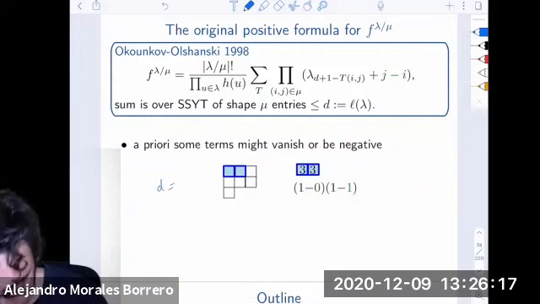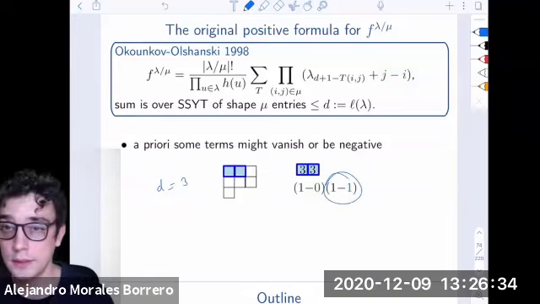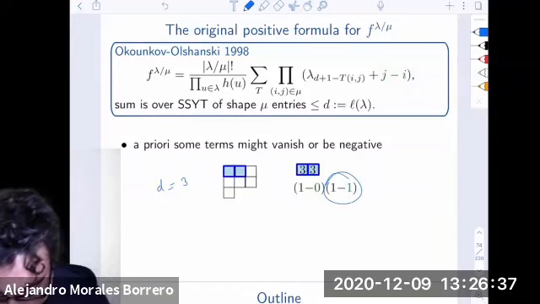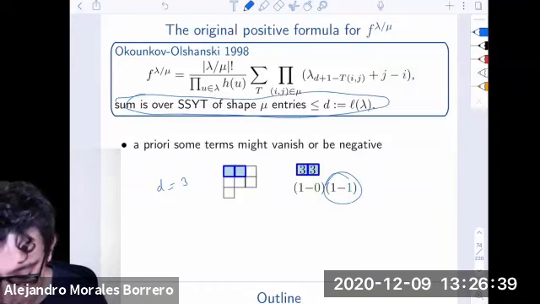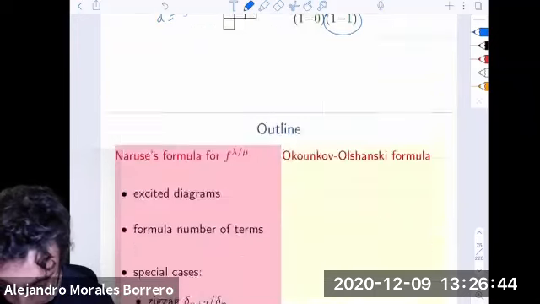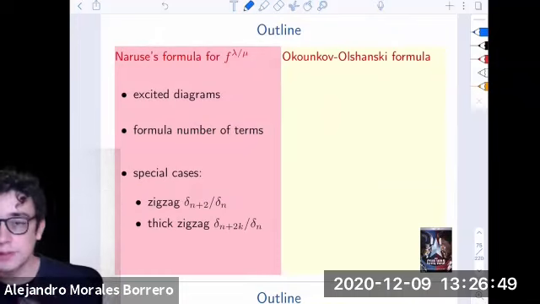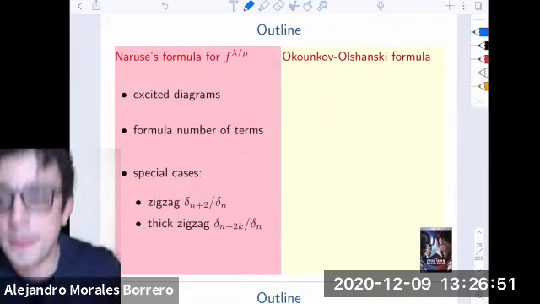So here D would be 3. So you could put numbers 1 up to 3 on this tableau of shape 1, 1 of shape 2, sorry. And if you take the shape 3, 3, the semi-standard tableau 3, 3, just believe me that you get a 0 weight. So somehow the sum here is not completely tight. Some of these terms are 0, maybe some are negative. Okay, good. So let's put these two formulas next to each other, and let's try to compare them.